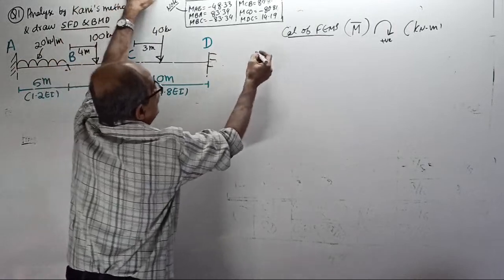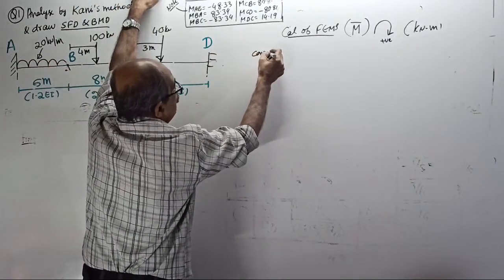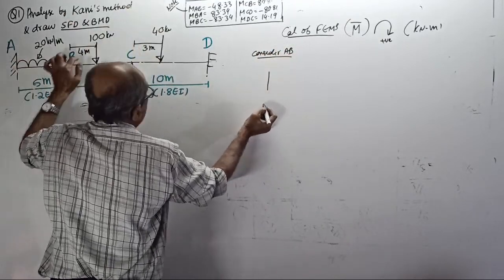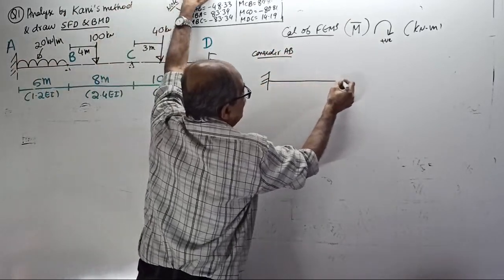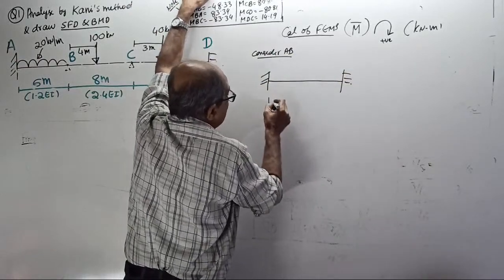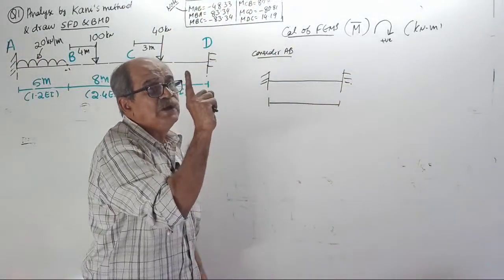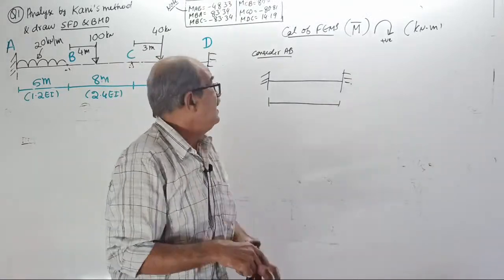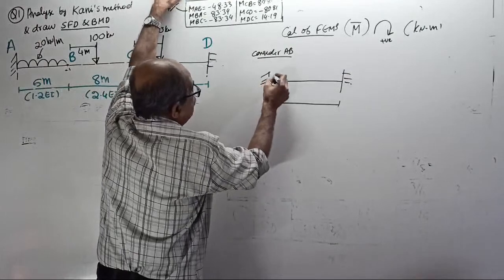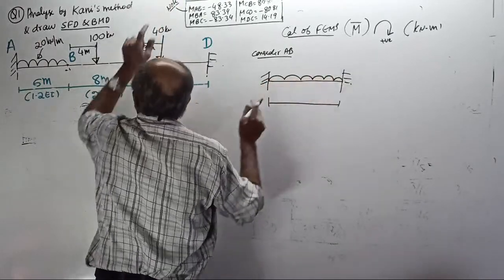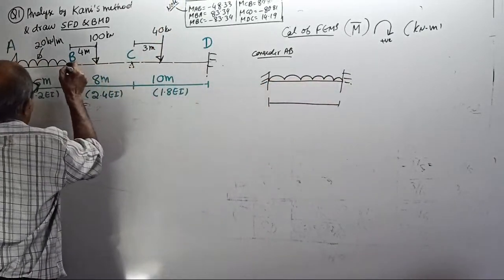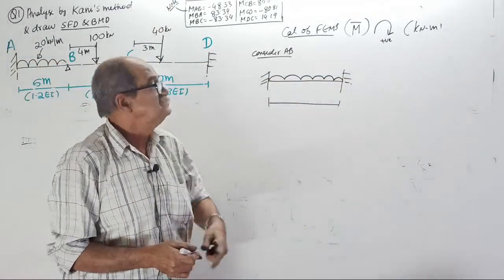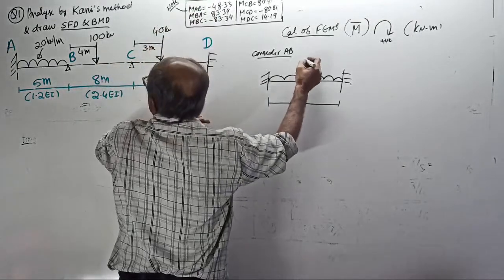Okay, start. First, consider AB. Both ends are taken fixed. Someone will ask you, what is the support condition? You tell them, keep quiet, don't disturb me, I am finding fixed end moment. Whatever is there, I am taking fixed. If it is not fixed, the method will take care of it later. Correction will come.